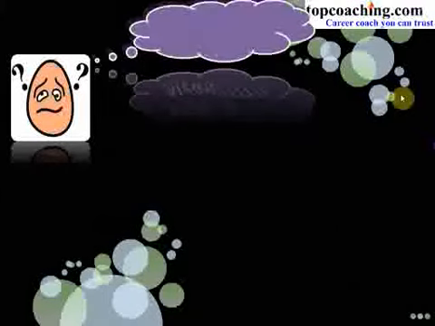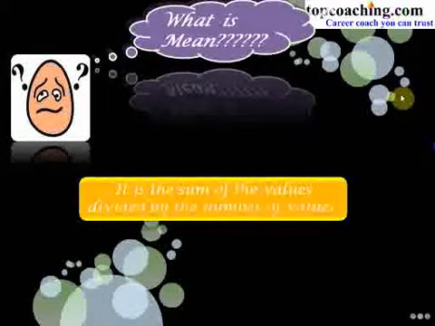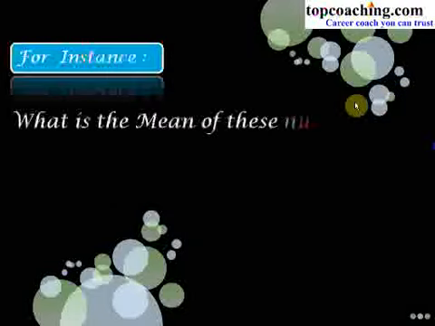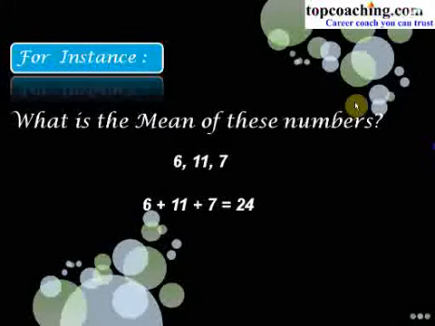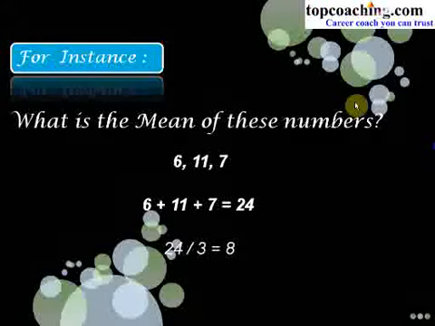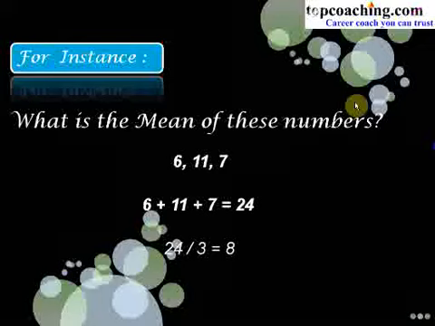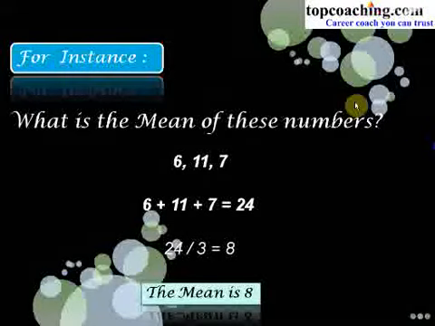What is mean? Mean is nothing but the sum of the values divided by the number of values. Let us take an example for this. What is the mean of these numbers, that is 6, 11 and 7? Firstly we add these values, then it comes to be 24 and finally divided by 3. Why? Because there are total 3 numbers, 6, 11 and 7. So finally it comes to be 8.